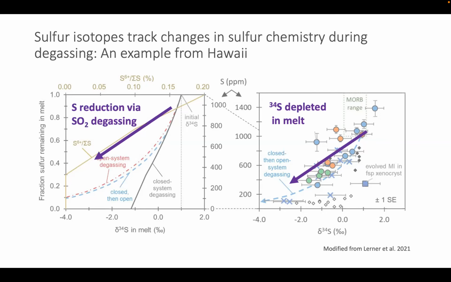And what's exciting about these observations is that we can compare them directly with quantitative models of sulfur degassing that contain information about the sulfur valence state and the sulfur redox chemistry. And so getting melt inclusion suites like this that capture degassing patterns, using sulfur isotope systematics as tracers of sulfur behavior, and then directly comparing them to models of degassing behavior is a really exciting step forward.